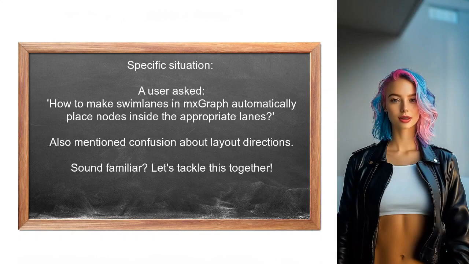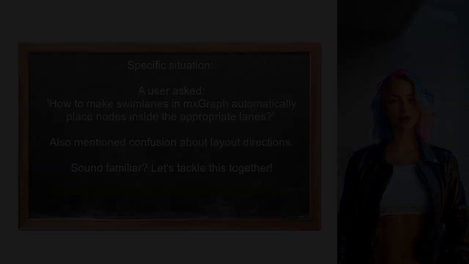Here's the specific situation we're addressing. A user recently asked how to make swim lanes in mxGraph automatically place nodes inside the appropriate lanes. They also mentioned confusion about the layout directions. Sound familiar? Let's tackle this together.